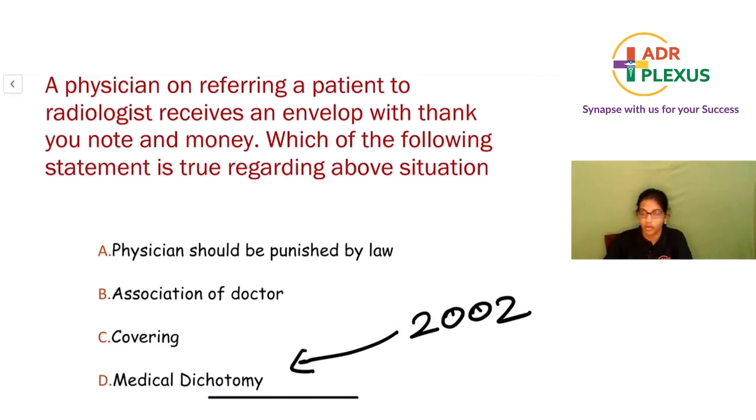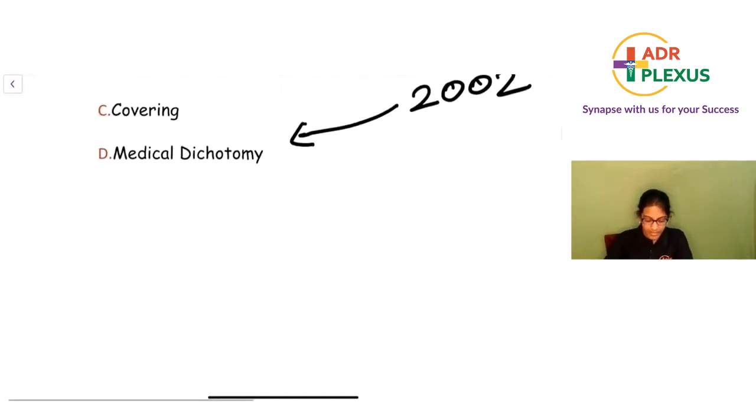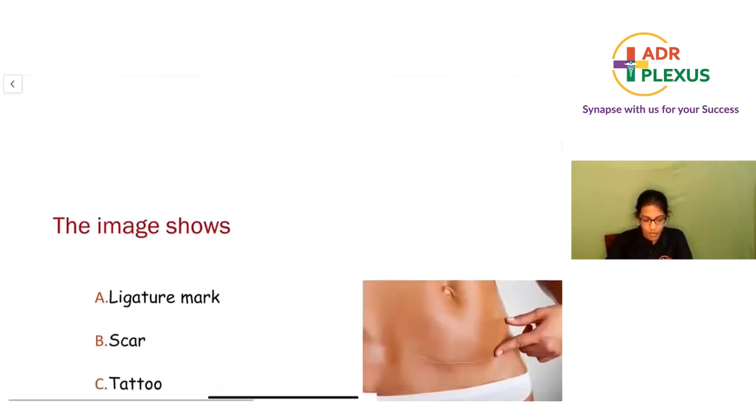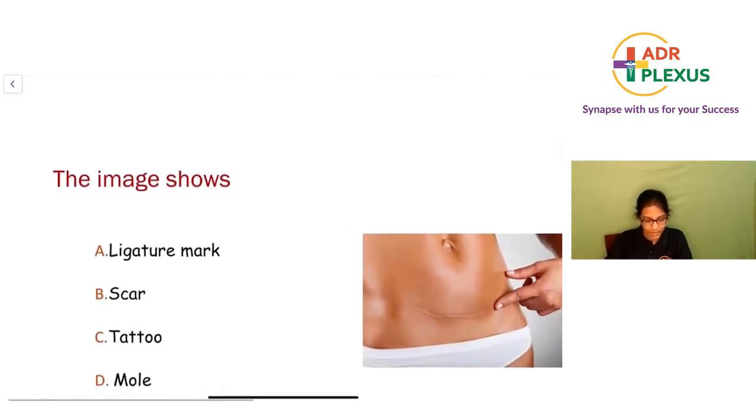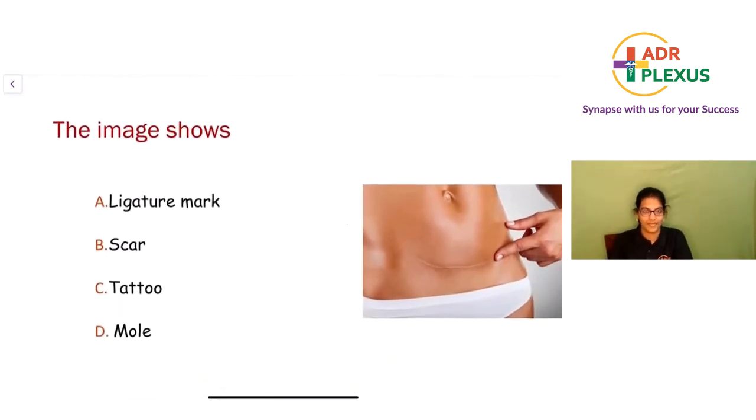We don't want to give any warning. They can take action also. Okay, so that's the second question. Okay, the third. The image shows.